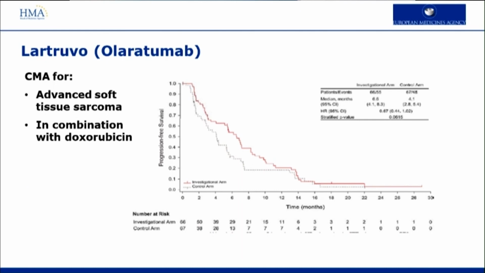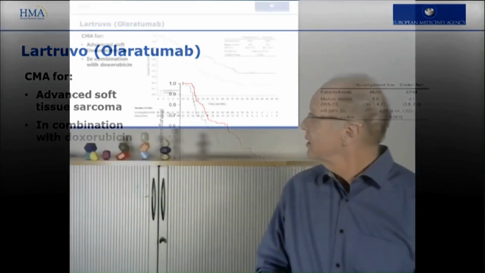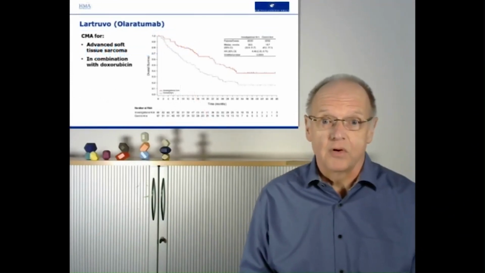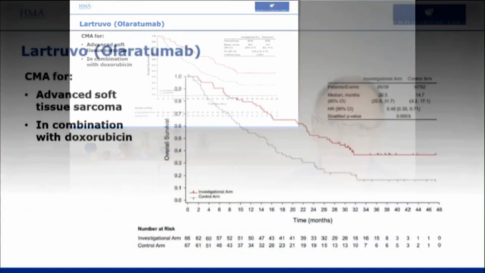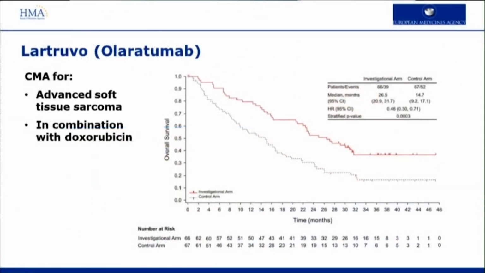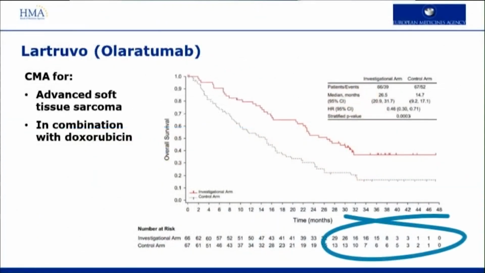Here you see the Kaplan-Meier for the progression-free survival, and the data for the overall survival seemed even better, even when we consider that at the end of the trial there were very few patients left.